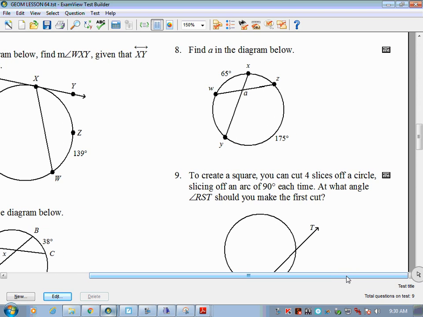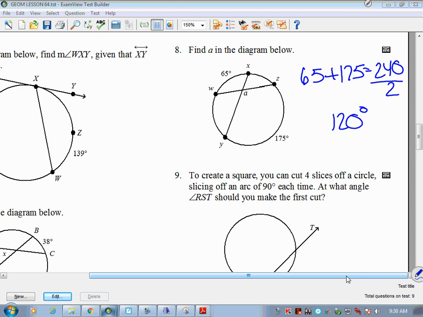Okay. Number 8, Brady. Angle A in the diagram below. How do we find that? 65 plus 175. Okay, what's 65 plus 175? 240. Divided by 2. What's 240 divided by 2? 120 degrees. Okay, that is correct.